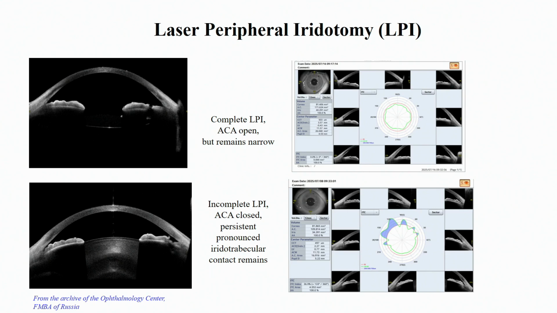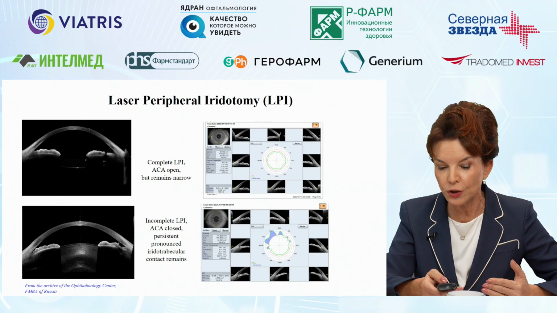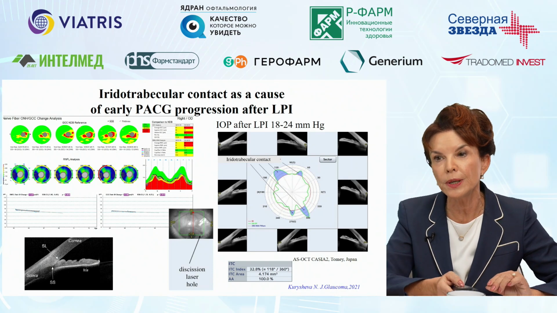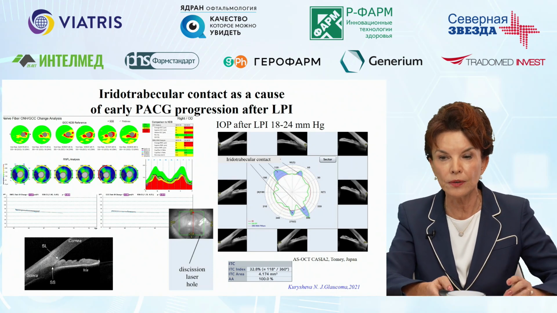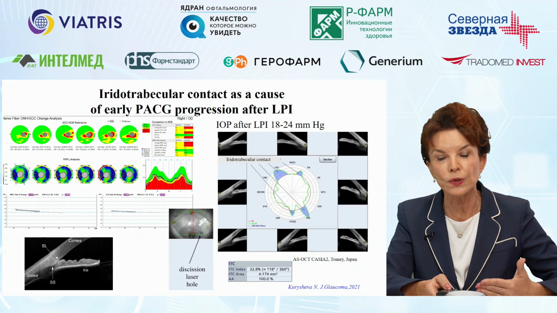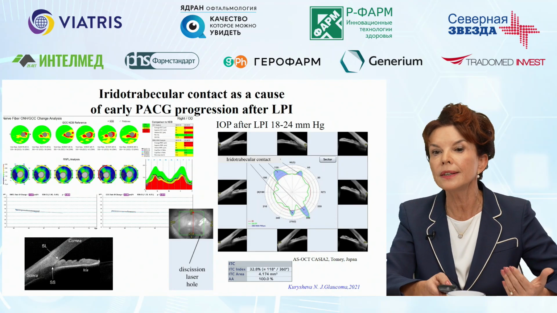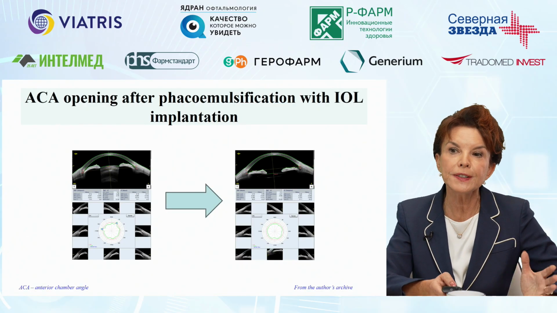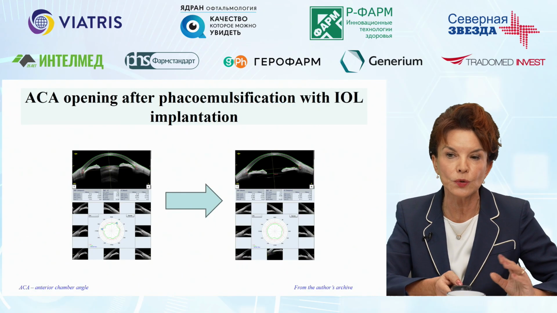At the top, you can see iridotomy, and on the right, you can see that there is no iridotrabecular contact, and again, you can see there is no peripheral iridotomy, and on the right, you can see that there is a contact, and there is a higher ophthalmic tone and progression of glaucoma, like in this clinical case, despite the iridotomy, the disease progresses.